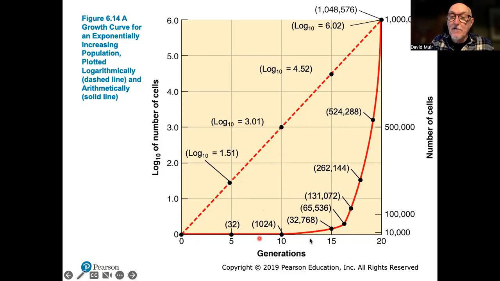Here are the number of generations on the bottom. Here is the actual number of bacteria on this growth here. But if we look at the log numbers, we end up with this straight line here. That is very, very typical for bacterial growth under ideal conditions. But it does not represent the entire growth pattern that a population of bacteria will present.